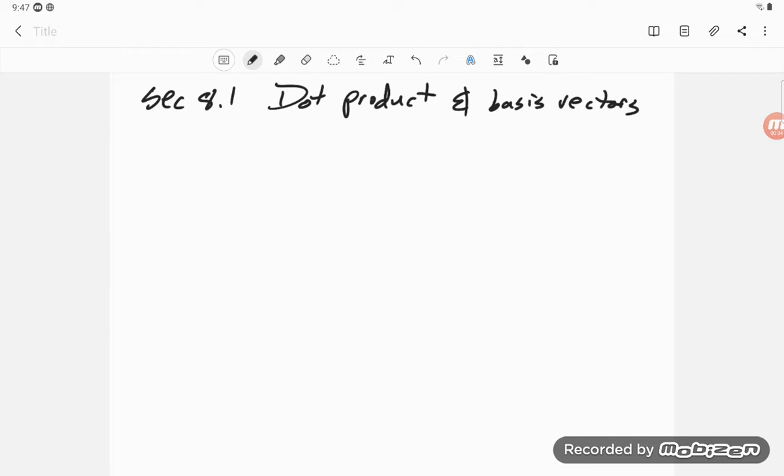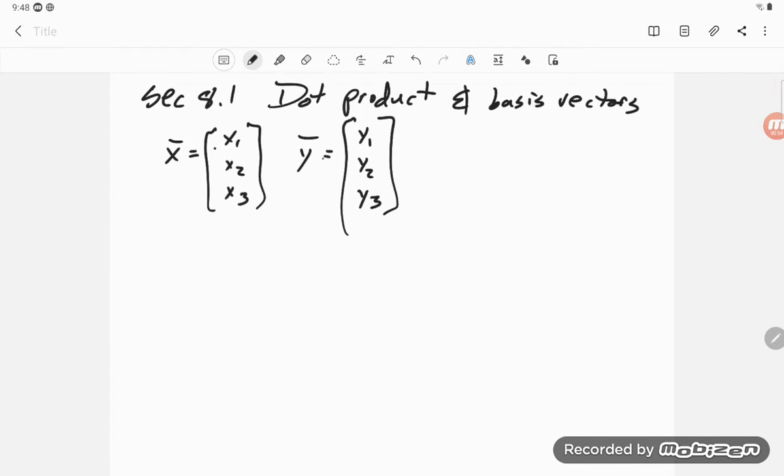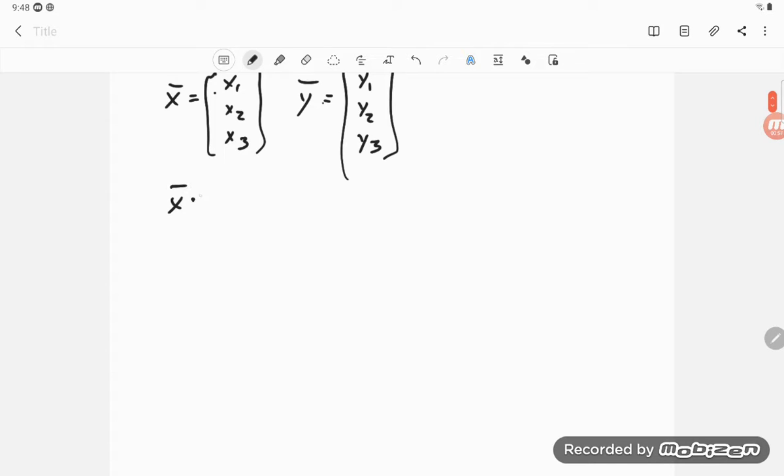3 dimensions. So if we have an x vector that's x1, x2, x3, and a y vector that's y1, y2, y3, then if we do x dot y, we just have x1 y1 plus x2 y2 plus x3 y3. And again, we could take this to 4, 5, 6, 10 dimensions, doesn't matter.